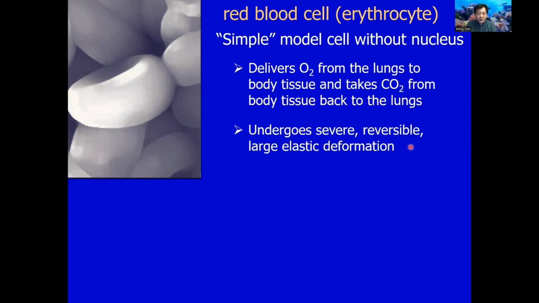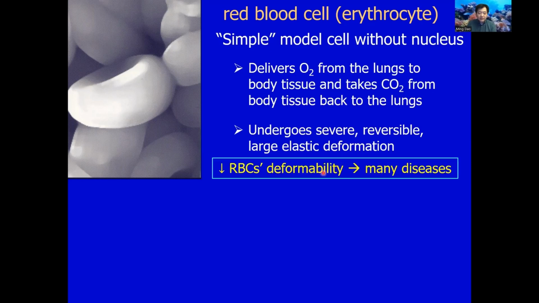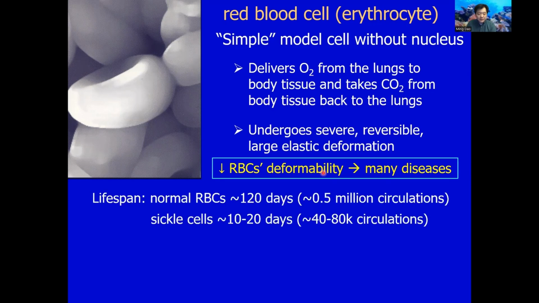So it undergoes severe reversible large elastic deformation, especially through the smallest capillary and the spleen slits. These are really small openings, and they have to deform. It's an 8 micron diameter disc that has to deform through these very small openings on the order of 2 to 3 micron. So it has to go through large reversible elastic deformation. And that's why compromise of red cells deformability can cause many diseases. So that includes sickle cell disease.